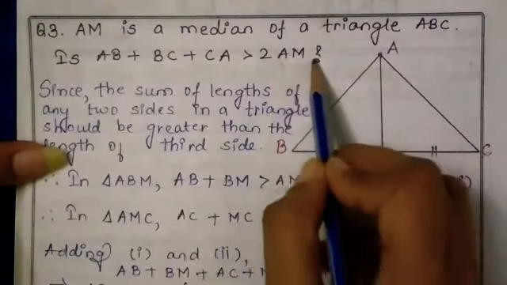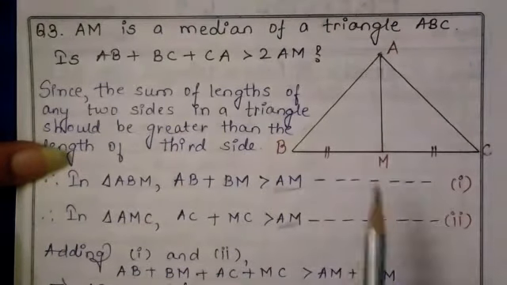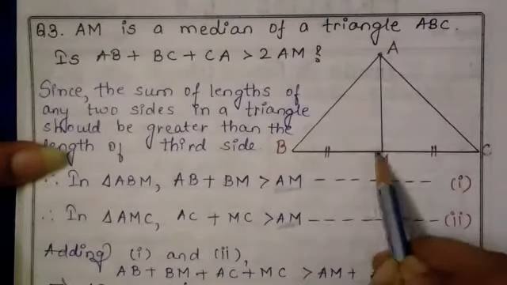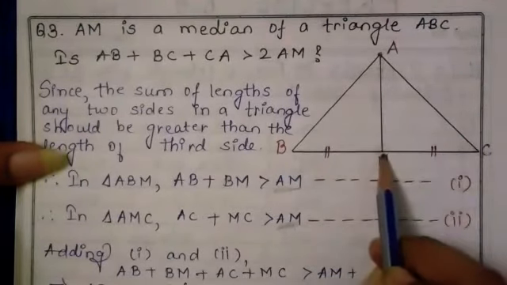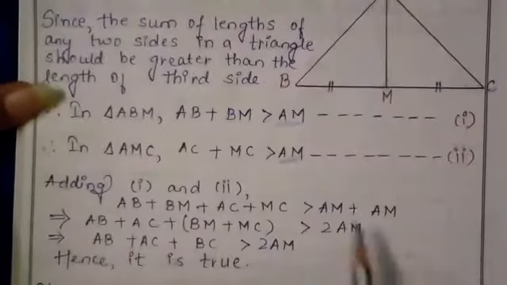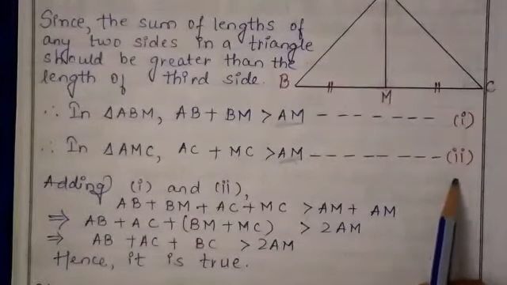In the question they have given AM, so we have to make AM the subject. In these two half triangles, AB plus BM is greater than AM. Similarly, AC plus MC is greater than AM. Now mark these as equation number 1 and equation number 2.